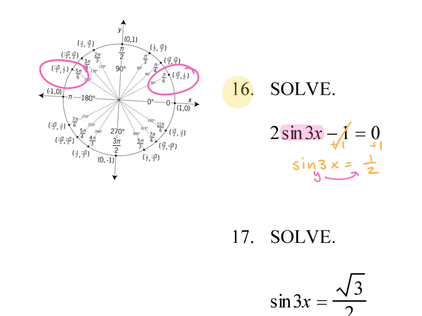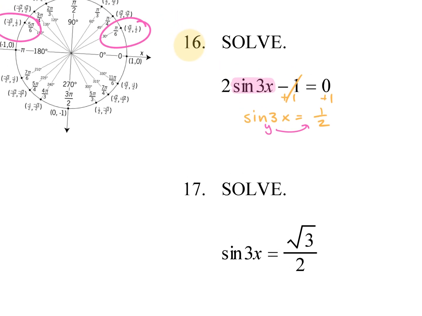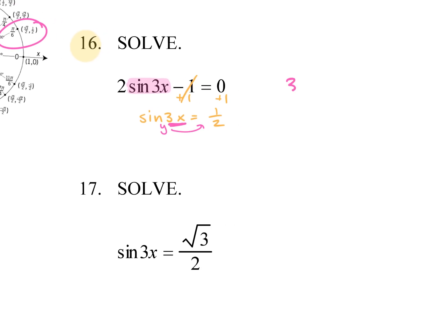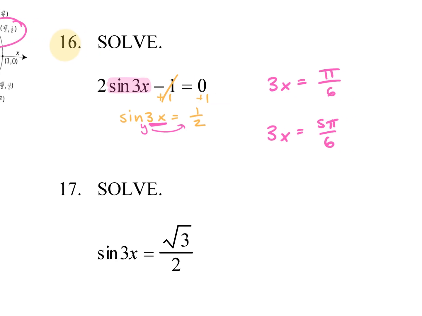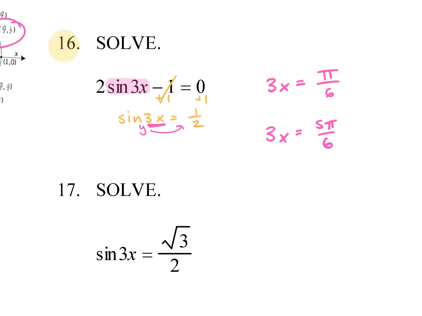Pi over 6, perfect. So instead of just saying x equals pi over 6 and x equals 5 pi over 6, we have that 3 now. So this is where we deal with our multiple angle. We're going to say 3x equals pi over 6 and 3x equals 5 pi over 6. Now we have one more step that we do at the very end. What do we have to do next? Divide by 3. So I'm going to divide both of these by 3.